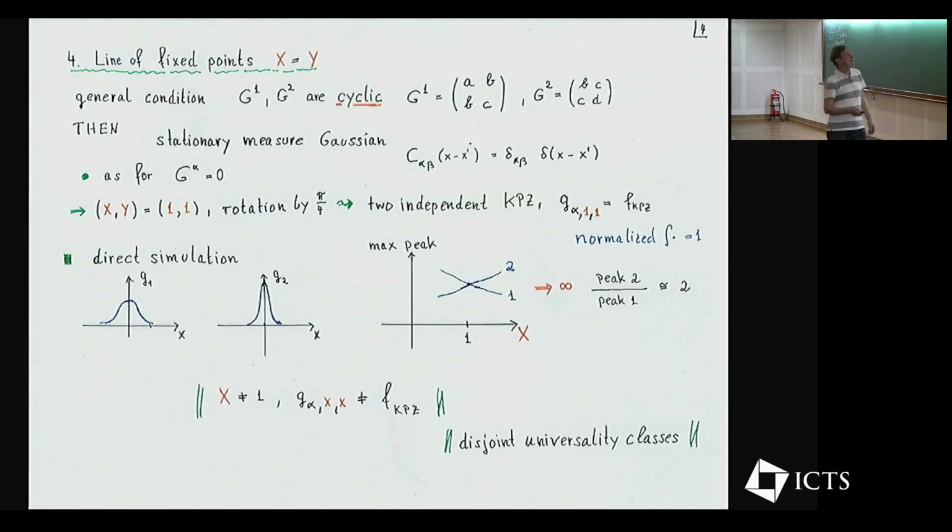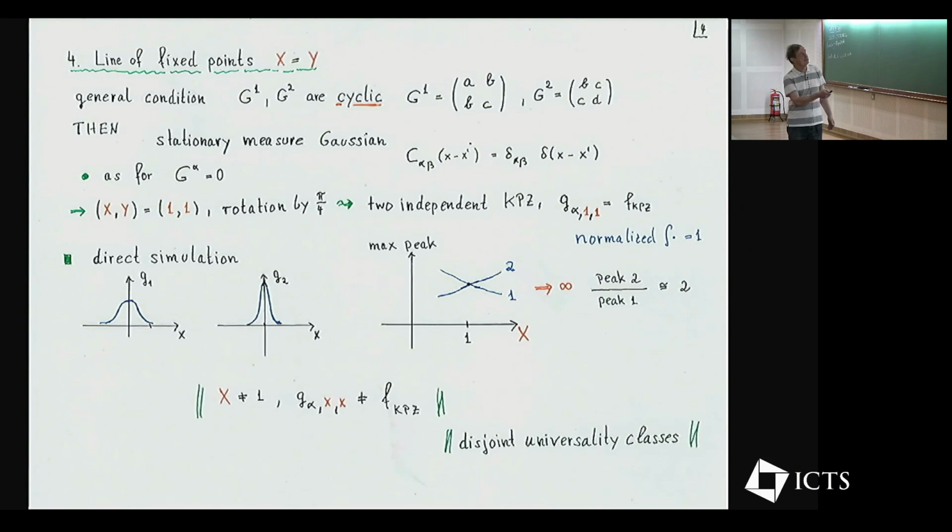Okay, so now what is the next point? Let's see. Next, I always emphasize that we don't know so much about the steady states. That's certainly true, but there is one general condition where we can compute the steady states. It's the analog of what we know in one dimension, namely if these two matrices, G1 and G2, which give you the coefficients of the quadratic terms, are cyclic. Cyclic simply means that they have this very particular form. In this case, we still know that the stationary measure is Gaussian, and the correlator of that Gaussian measure is white in space and delta correlated in the components.